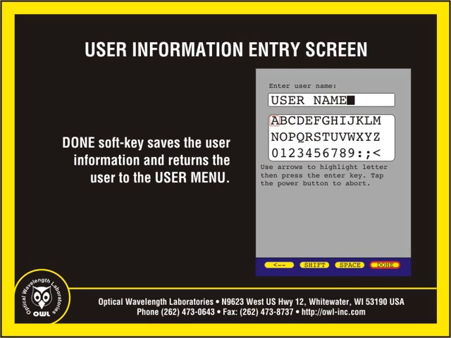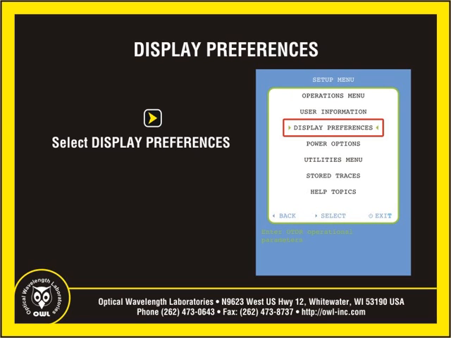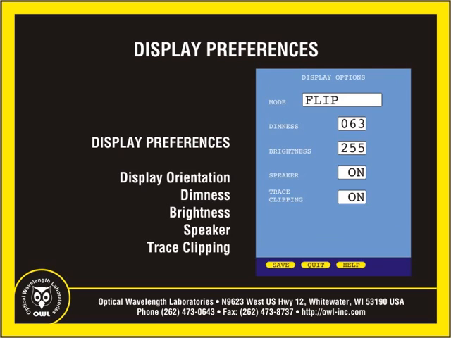When finished entering user information, press Done to save the user information and return to the User menu, then press the left arrow button to return to the Setup menu. The Display Preferences option allows the user to change various user interface options, such as display orientation, display dimness and brightness, audible feedback, and trace clipping.